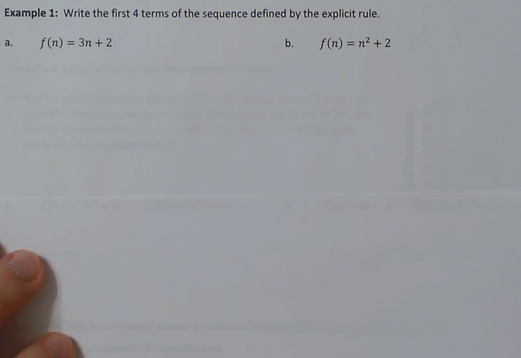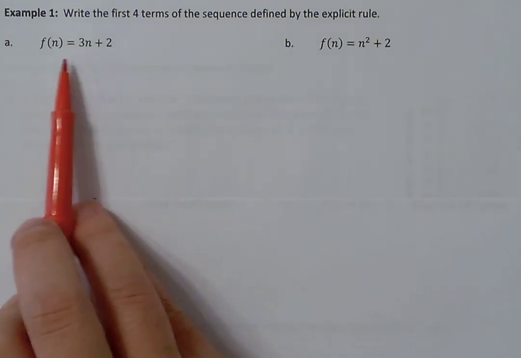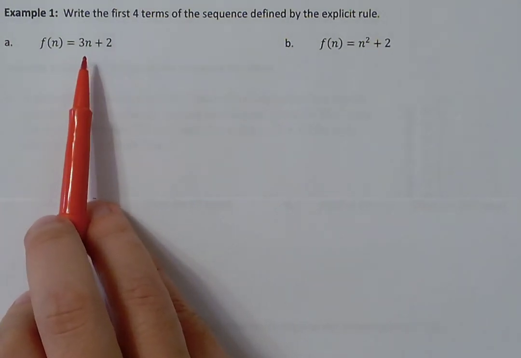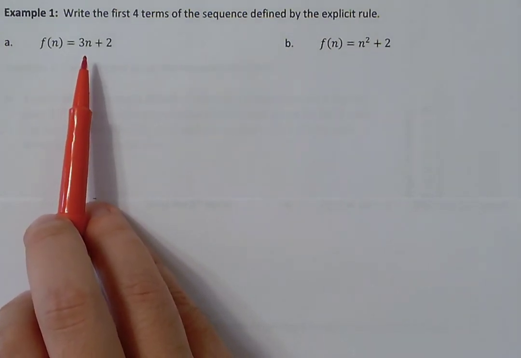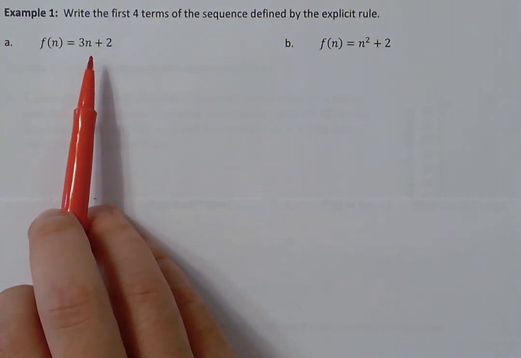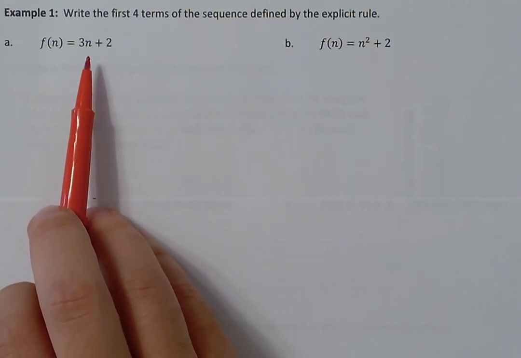For example 1, it asks us to go through and write the first 4 terms of the sequence defined by the explicit rule. So one thing I want to point out, and it will make more sense when you see it for recursive, but explicit would be f of n equals 3n plus 2 in this case. It's just where you have n, and it's either going to be multiplied, divided, added, or subtracted. You'll notice a very vast difference with recursive. So when we talk about whether something's recursive or explicit, it should become pretty apparent.